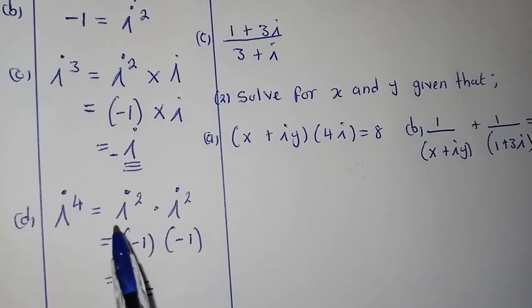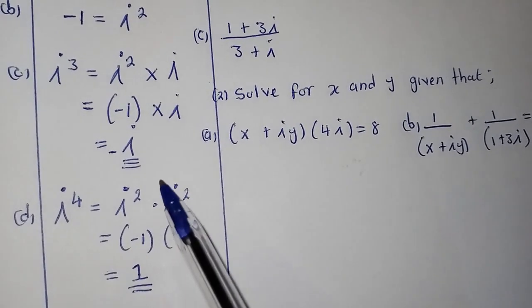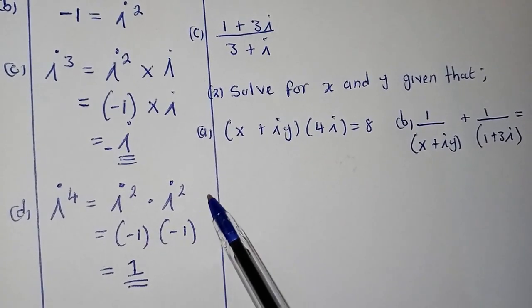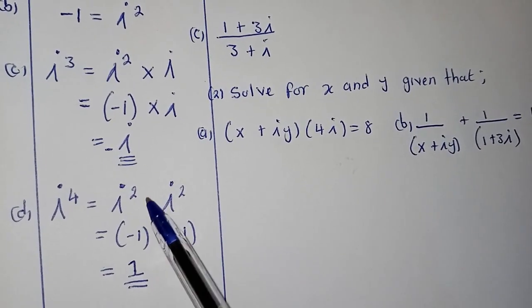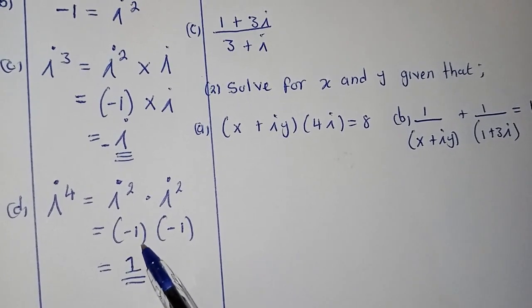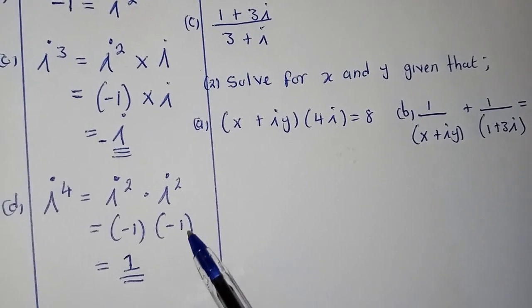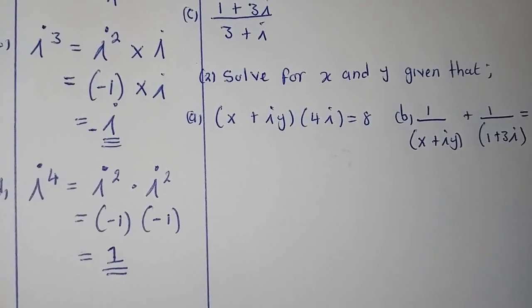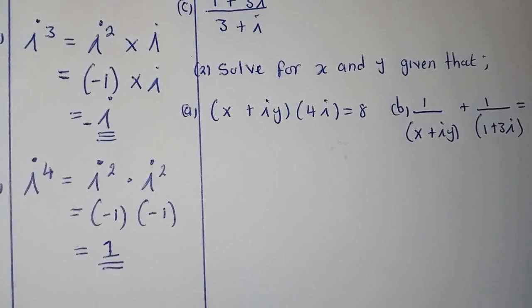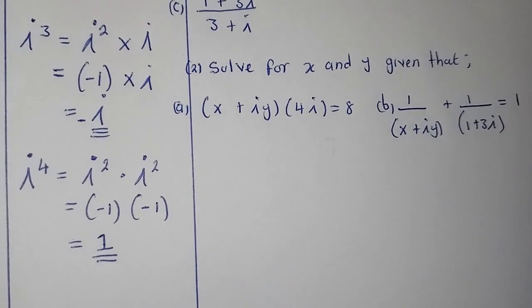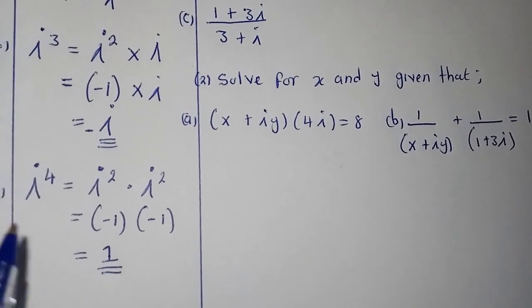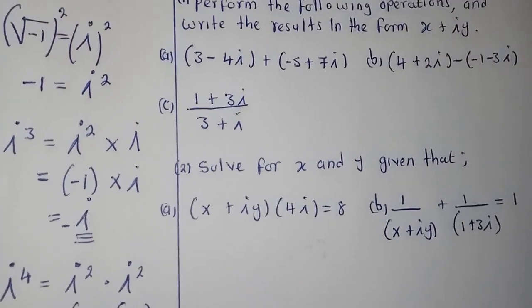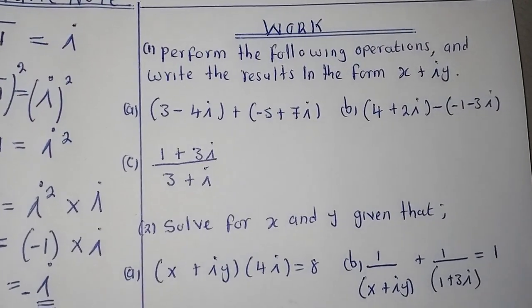If you have i to the power 4, we know that this is just the same as i to the power 2 multiplied by i to the power 2. But i to the power 2 is simply negative 1 multiplied by negative 1. And if you multiply the two, you simply get a positive number, which happens to be 1. So it's also very important to take note of that concept. So having noted this, we get back to the work.